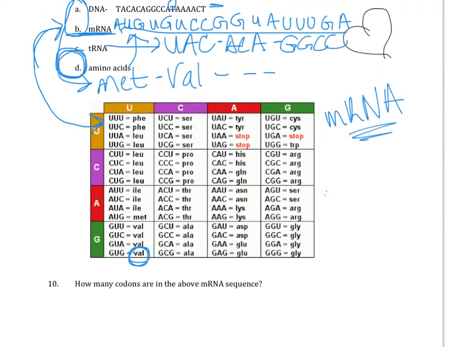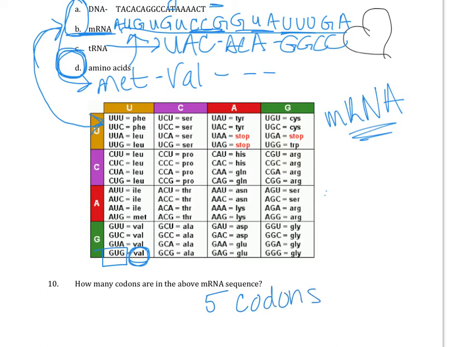Okay, so how many codons? When we talk about codons, we're talking about these 3 sequences. So you can count how many bases there are and divide by 3. You've got AUG, that's 1. UGU, 2. That's 3, 4, 5. So it looks like there's 5 codons. 1, 2, 3, 4, 5. Yeah, so there's 5 codons. Right? Boom.